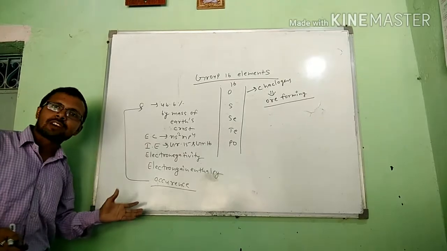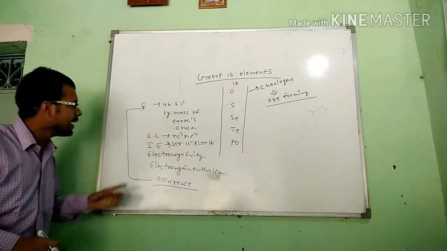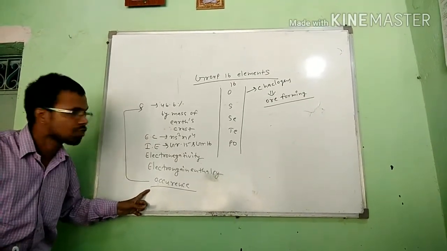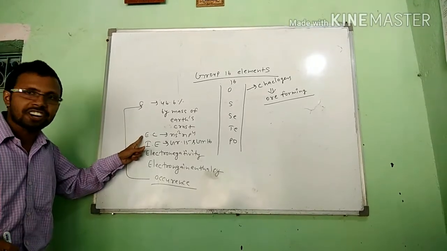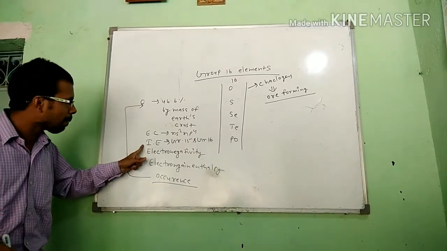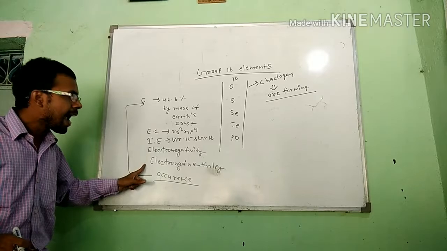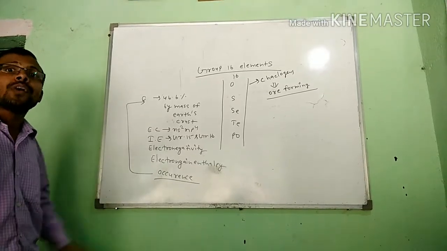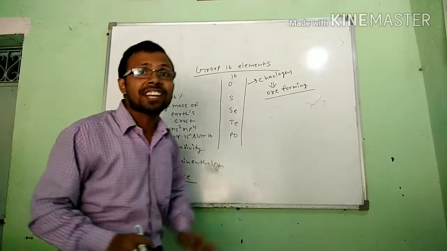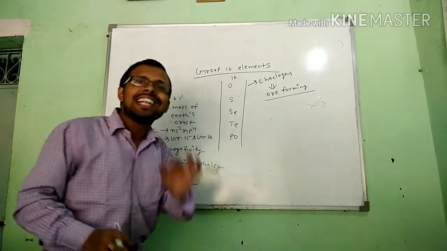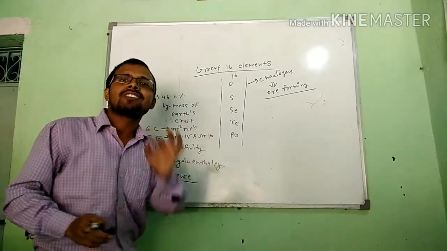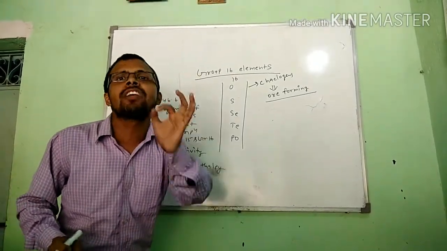Whatever discussion we are going to do in this class, particularly the occurrence of group 16 elements. After that, electronic configuration, ionization enthalpy, electronegativity, and electron gain enthalpy. We will discuss each and every topic in detail today. So let's watch the video carefully and try to learn what I am giving you.